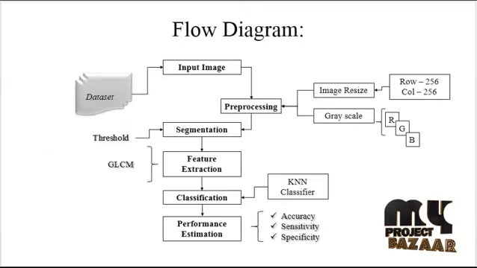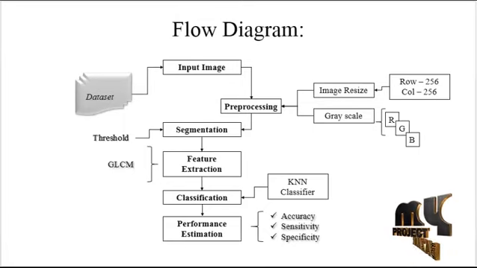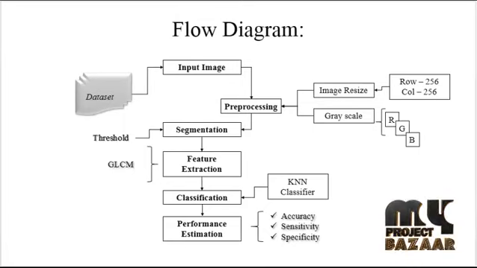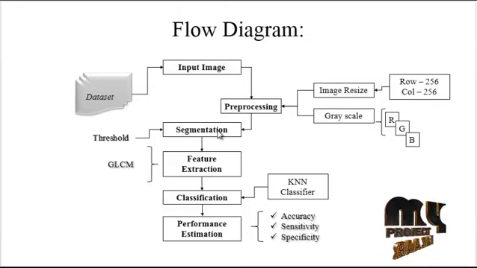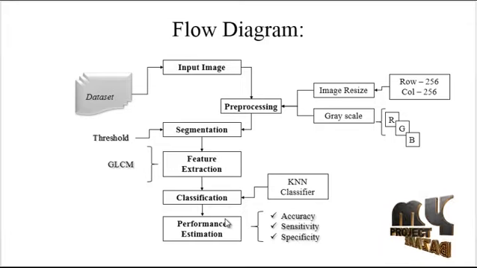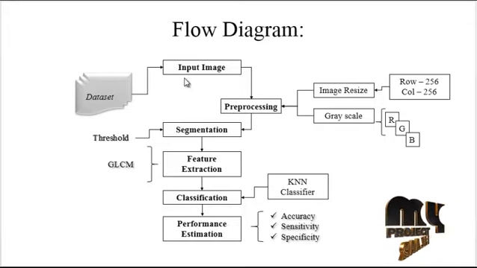Now we are going to discuss the flow diagram of the process. This is the overall working flow of this process. The modules in this project are input, pre-processing, segmentation, feature extraction, classification, and finally performance estimation. At first, the input stage.